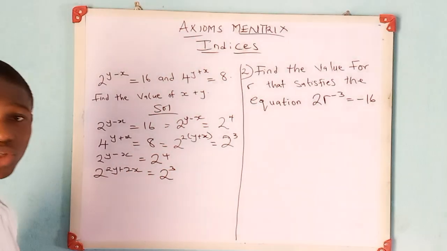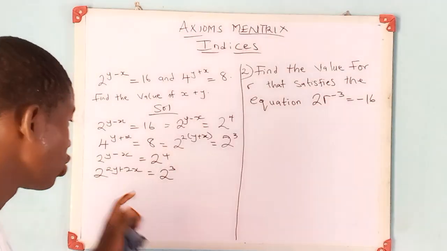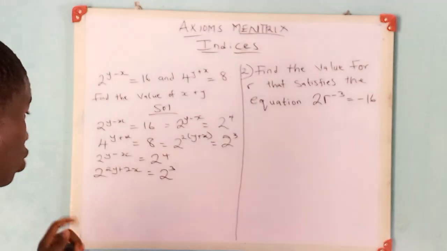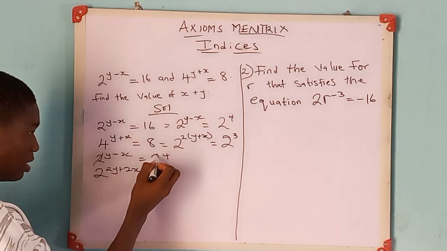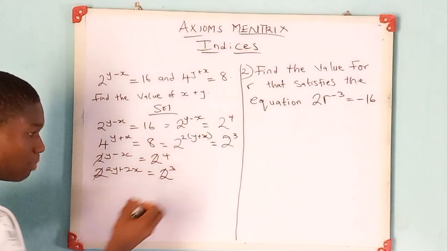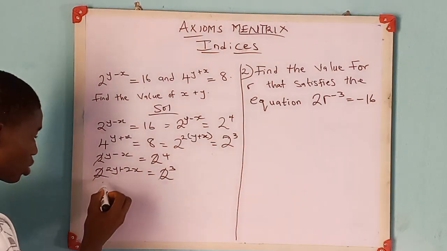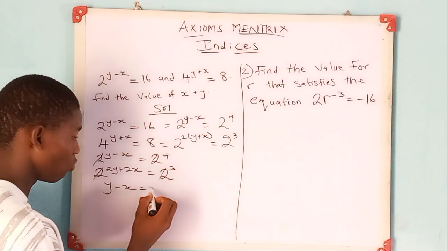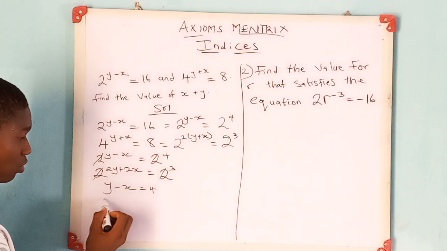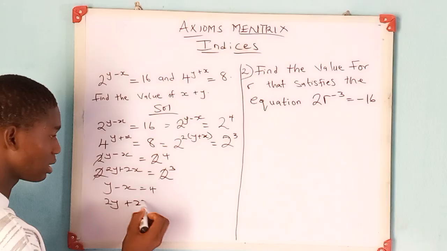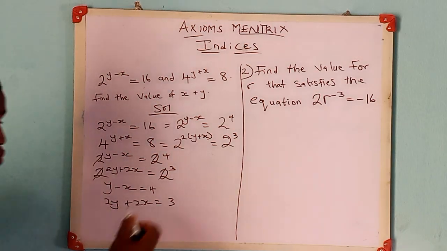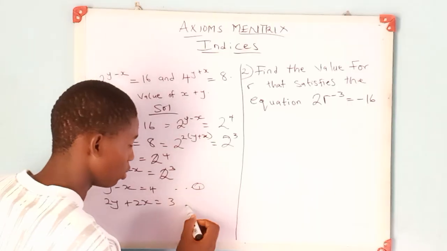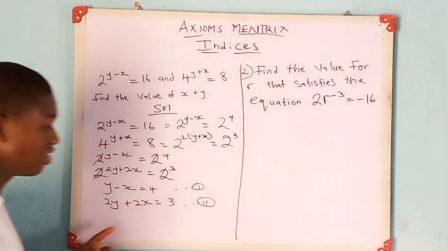According to the rule of indices, whenever you have something of this sort, what you are going to do is equate the bases, since they are the same. So we are going to remove this base and this base. What we are going to be left with is y minus x equals 4. Then we also have 2y plus 2x equals 3. So now we have two equations, which brings us to a simultaneous equation.